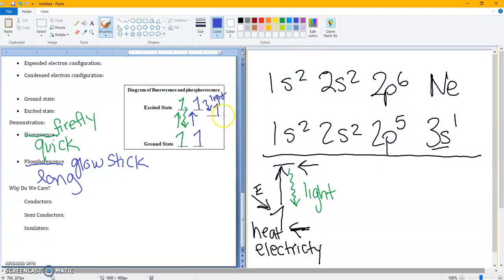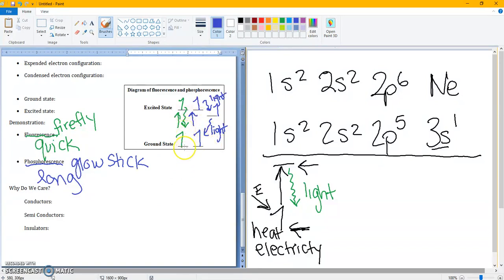And then that's a little more stable, so the electron will stay there for a little bit. And then it falls back down again, back to its original ground state, and produces light again. So as you can see, with phosphorescence, more light is being produced. Glow sticks are all about this longer process, whereas a firefly is about the shorter process. Okay? So phosphorescence goes longer, fluorescence goes shorter, but it's still the same thing.